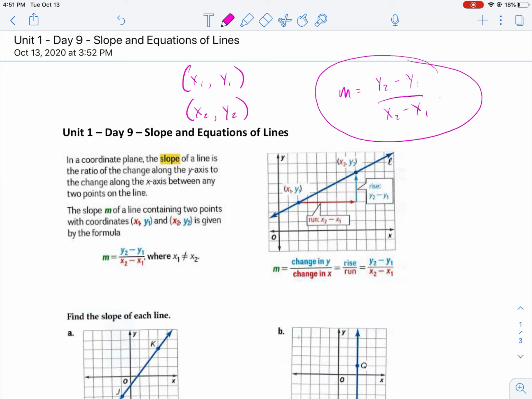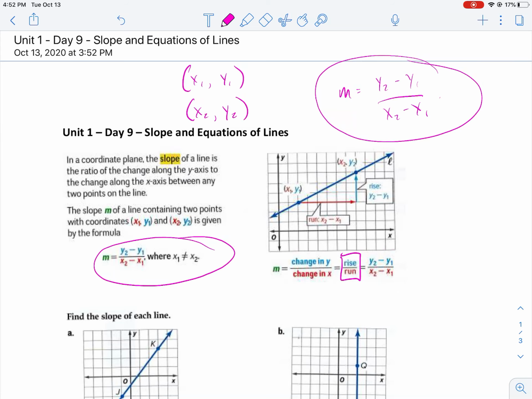Okay? So in the coordinate plane, the slope of a line is the ratio of change along the y-axis to the change along the x-axis between any 2 points. Hence the change in y over the change in x. We like to call it rise over run. The slope m of a line containing 2 points with coordinates x1, y1, x2, y2 is given by this formula, which I already demonstrated up there.